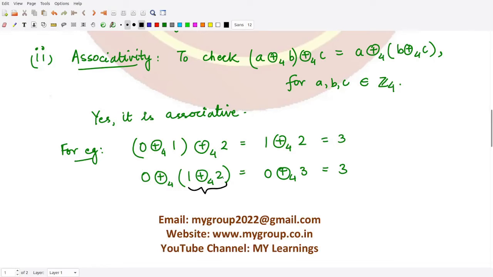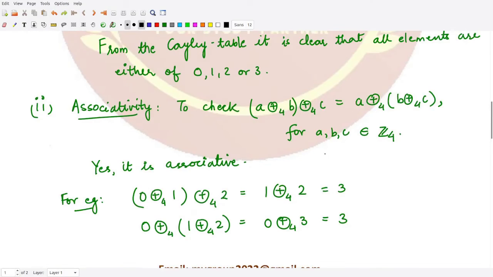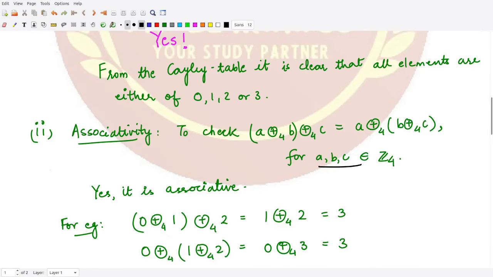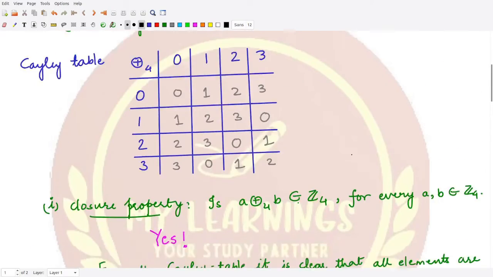So 1 plus 2 is 3 here. So 3 mod 4 is 3 only. And then 0 addition modulo 4 3 is equal to 0 plus 3, so it is equal to 3, right? So this is about associativity. It is associative and you can check it for every pair, although checking it is quite difficult.